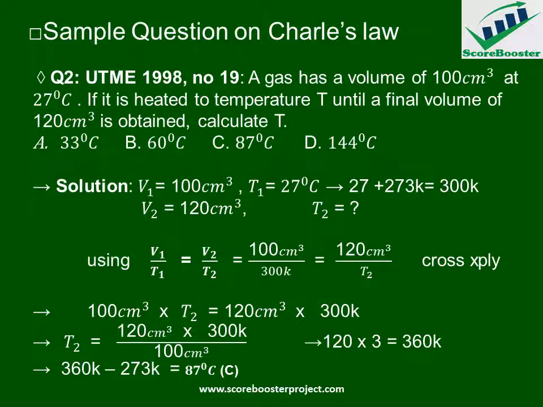Now the next question we shall be considering comes from 1998, number 19, and the question goes thus: a gas has a volume of 100 cm cube at 27 degrees Celsius. If it is heated to temperature T until the final volume of 120 cm cube is obtained, calculate T. Option A is 33 degrees Celsius, option B is 60 degrees Celsius, option C is 87 degrees Celsius, while option D is 144 degrees Celsius.